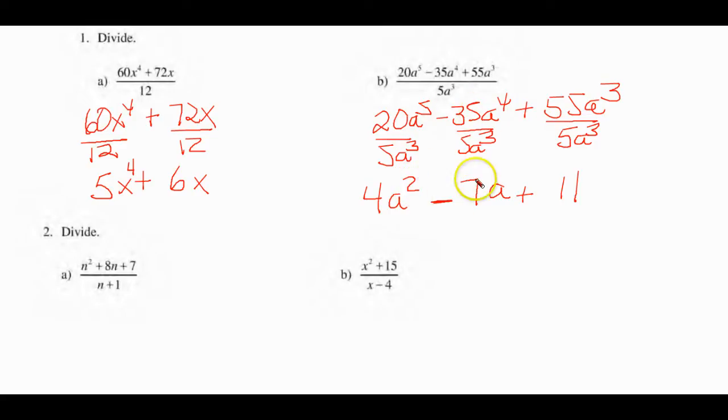5 goes into 35 7 times. And then we bring the 3 up, subtract it from the 4. We get a 1 that we don't write. And then here these cancel out completely, and we get 11. Okay, these are the easy ones so long as you remember this technique.